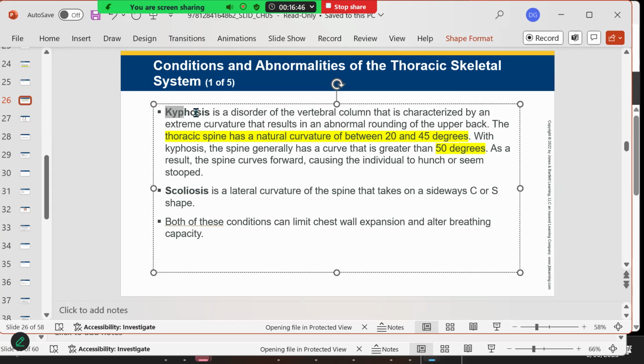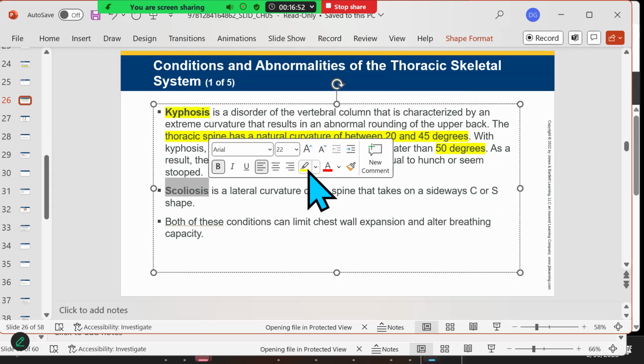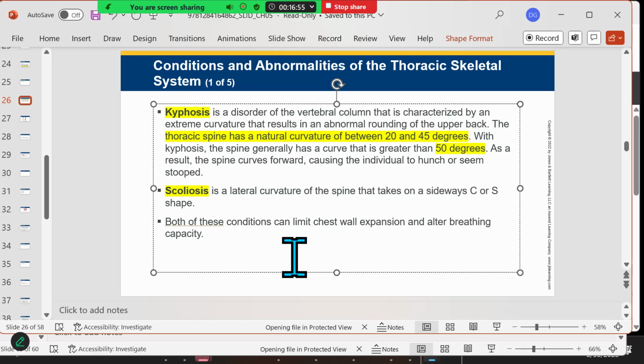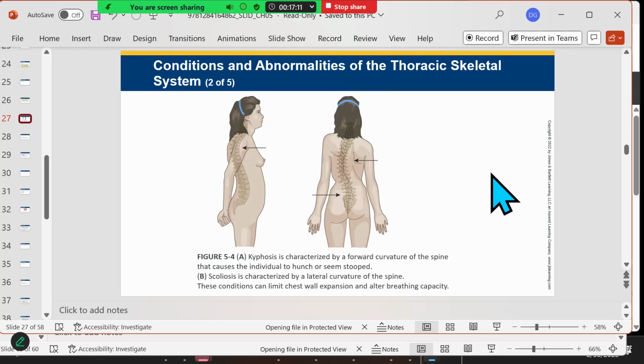So that's kyphosis. Scoliosis is the side to side curve, and that can take either a C shape or an S shape, but does interfere with the patient's functioning, can be very painful. Both these can limit chest wall expansion. I might mention that if you have the two together, which we call kyphoscoliosis, that patient is likely to have a restrictive breathing defect, and can be significant. Here is a picture of kyphosis and a picture of scoliosis, which can happen together.